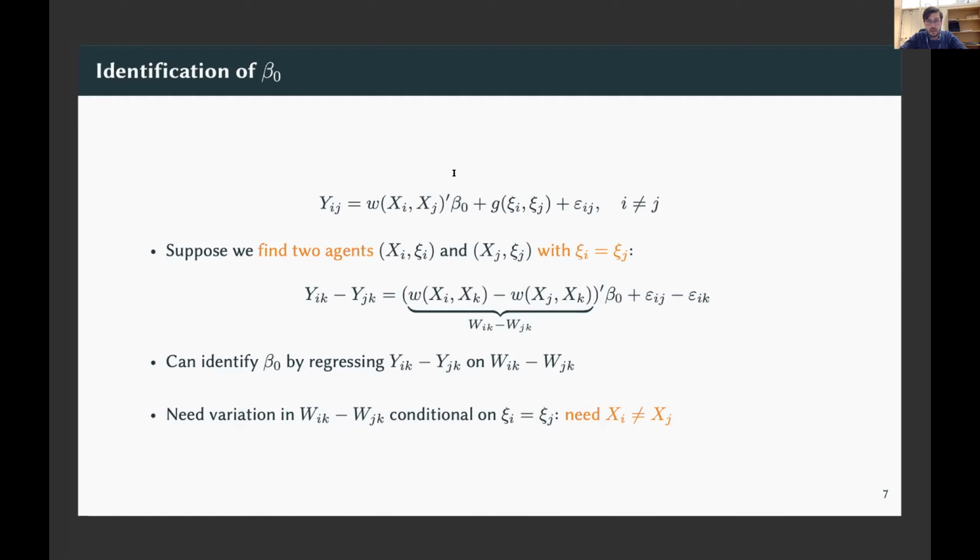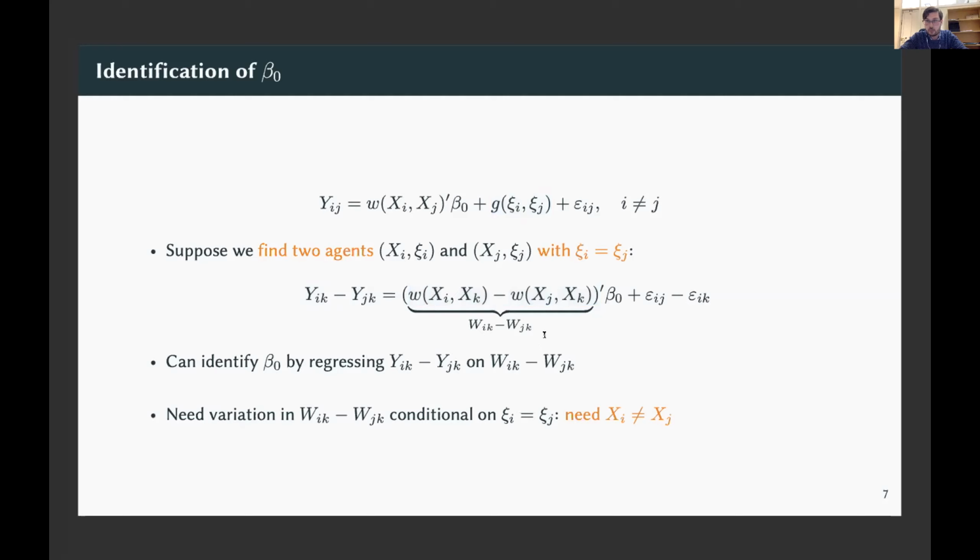Specifically, my identification strategies are based on the following observation. Suppose I am able to find two agents, i and j, with exactly the same values of the unobservables. Now let me take any other third agent k, and compute the difference in these outcomes. Since agents i and j are identical in terms of the unobservables, the part associated with g functions is going to be differenced out from this equation. It's no longer there. Consequently, you could potentially identify and estimate beta naught by just considering this regression. You just regress the difference in the outcomes on the difference in the covariates, and you're done.